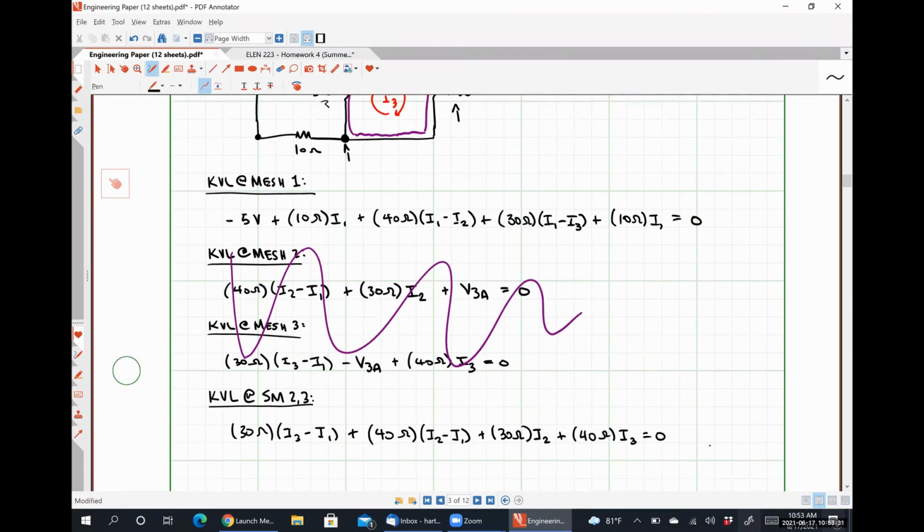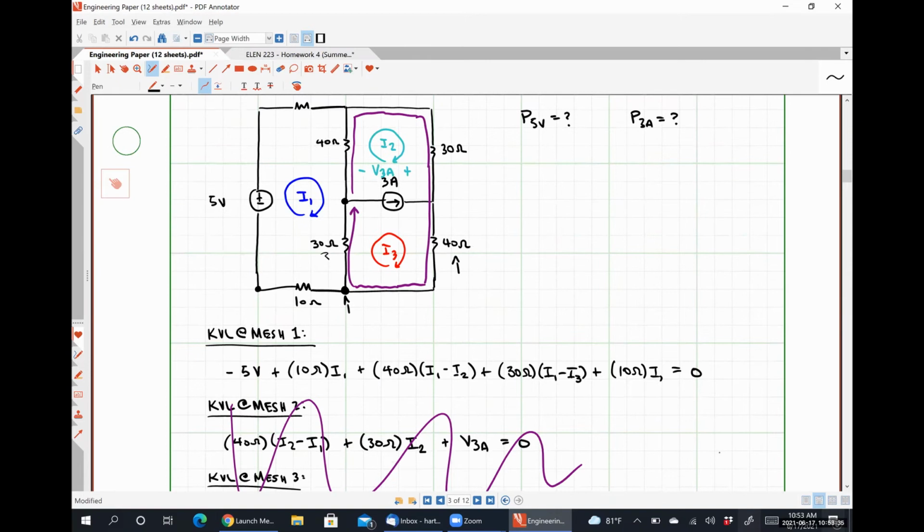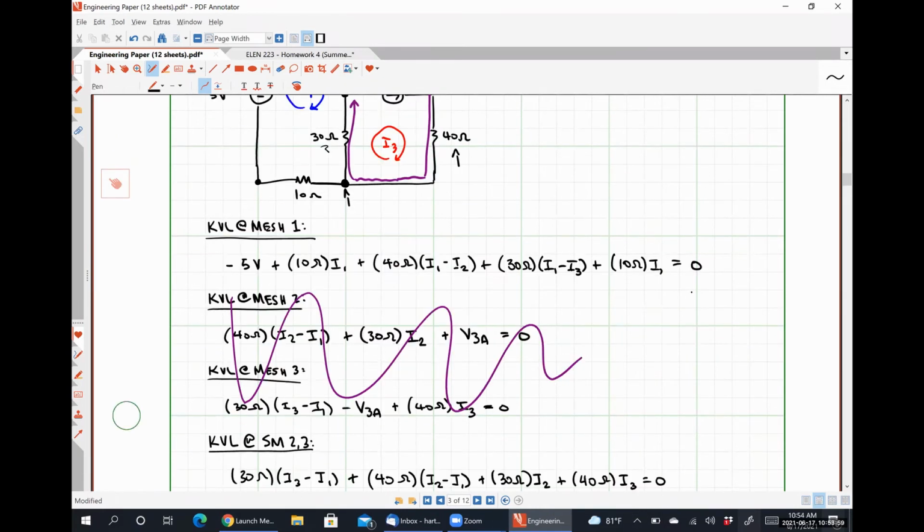So that initial question was an absolutely fantastic one, right? We're not just lumping I2 and I3 together as one big current by any stretch of the imagination, because we have no reason whatsoever to do that. When we apply this super mesh technique, we are just writing a path and then writing a Kirchhoff's voltage law equation around that path. Now, let me erase this purple thing that I scribbled over here real quick.